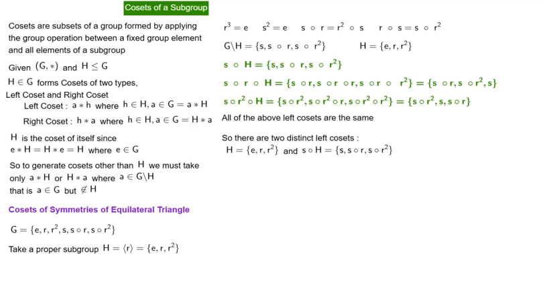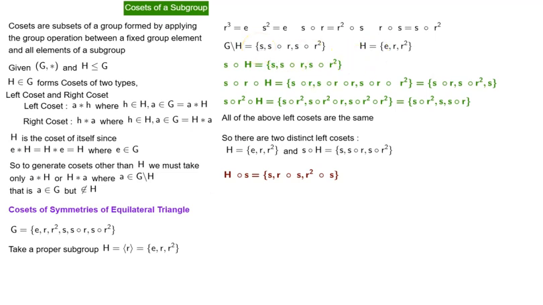Now let's find the right cosets. H elements from the subgroup and the first element from the group. So that is H times S, which is E times S, which is S itself, R times S, and R square times S. This was pretty straightforward.